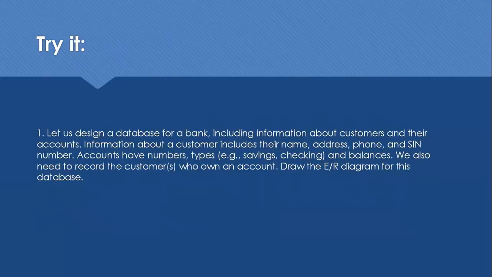So from the question we can see that our entity sets are going to be customers and accounts. Name, address, and phone number will be our attributes for the customer, and the number, type, and balance will be the attributes for the accounts. Now the relationship between a customer and an account will be owns, because a customer owns an account or two accounts or however many accounts.